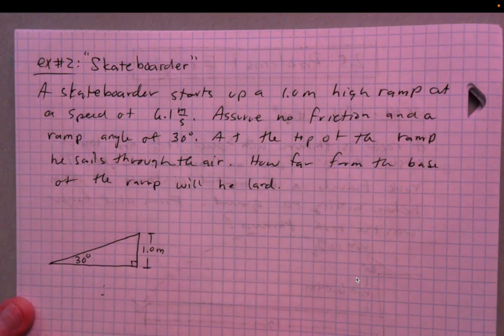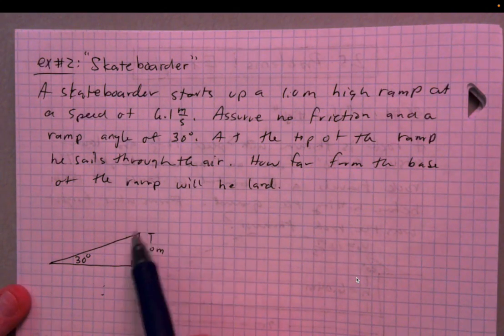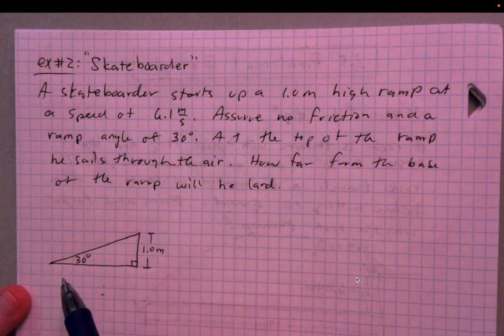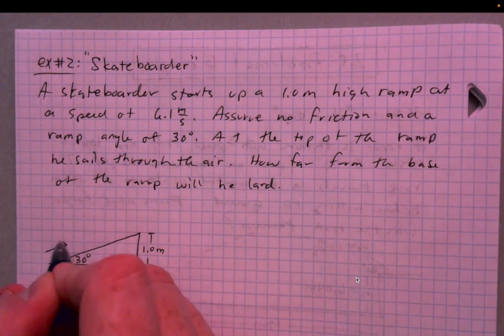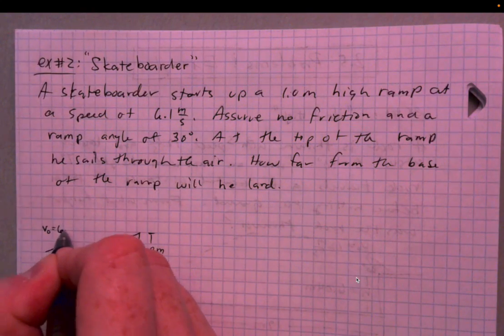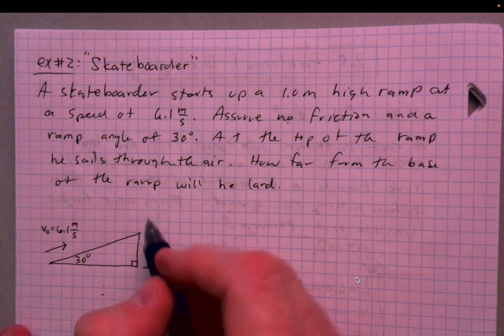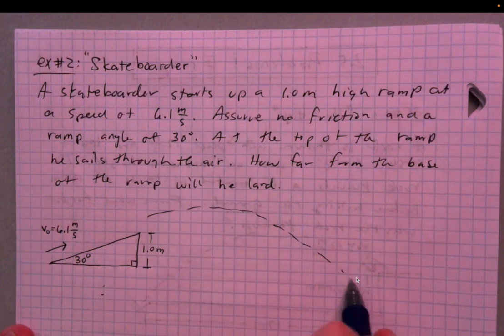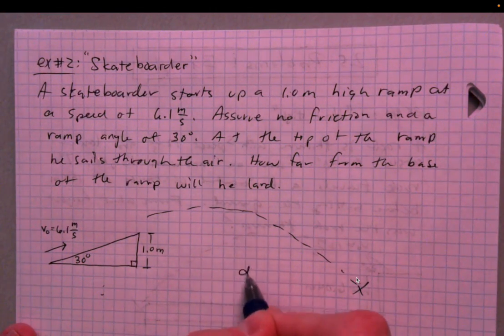Now, here's the part that makes it tricky. Here's what makes this a trickier problem. We're not told the velocity of the skateboarder as he leaves the ramp. We're told the velocity of the skateboarder as he enters the ramp. So down here, we're told that his velocity is 6.1 meters per second. And now we know he's going to fly off of this thing and he's going to touch down somewhere. And what we're asked to figure out is, what is that distance?